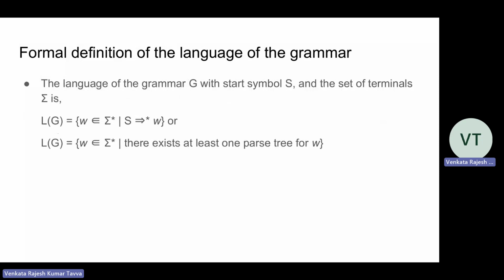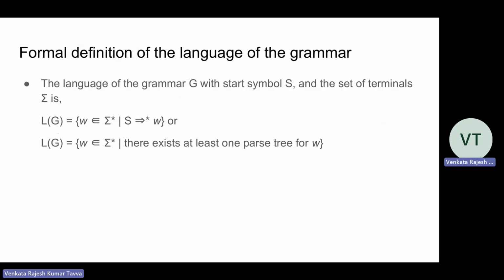W belongs to sigma star means W is a string, right? Sigma means alphabet, but W belonging to sigma star means string. So it is the set of all those strings such that the string is derivable from the start symbol of the grammar in 0 or more steps. The set of all those strings constitutes the language of the grammar.